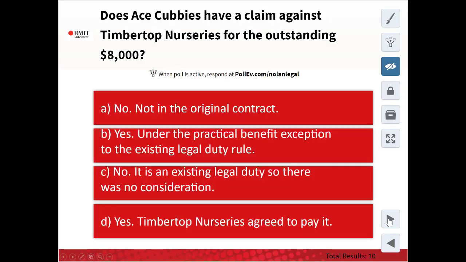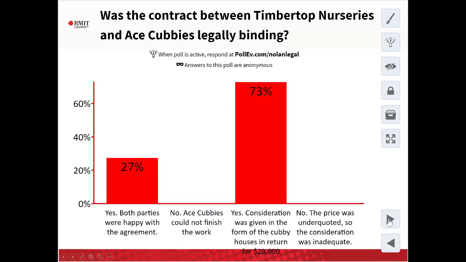So the last question that we asked was, does Ace Cubbies have a claim against Timbertop Nurseries for the outstanding amount? And at the end of the day, we got to this result. Again, the majority of students, I think, are correct here. Consideration was given in the form of cubby houses in return for the $20,000.